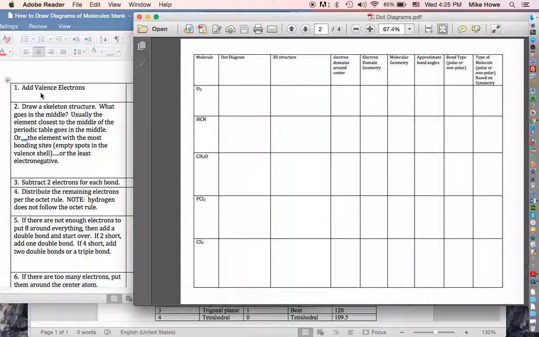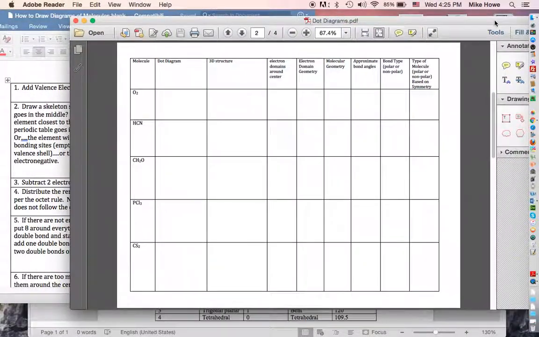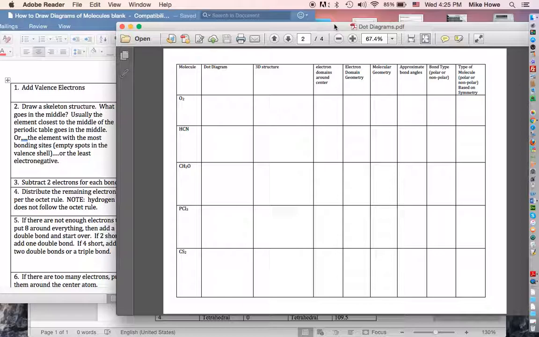The first thing you need to do is add valence electrons. We'll just start with oxygen. You guys breathe oxygen, so we might as well draw a dot diagram for it, then you know what you're breathing. So let me click on my little marker icon, and here we go. So we know that oxygen has a total of 12 valence electrons.